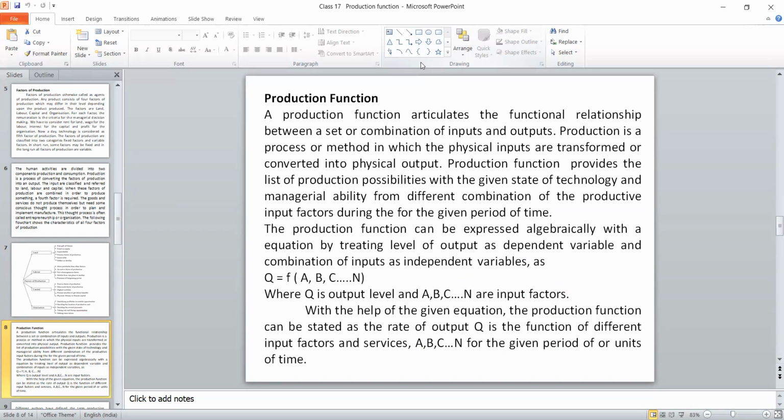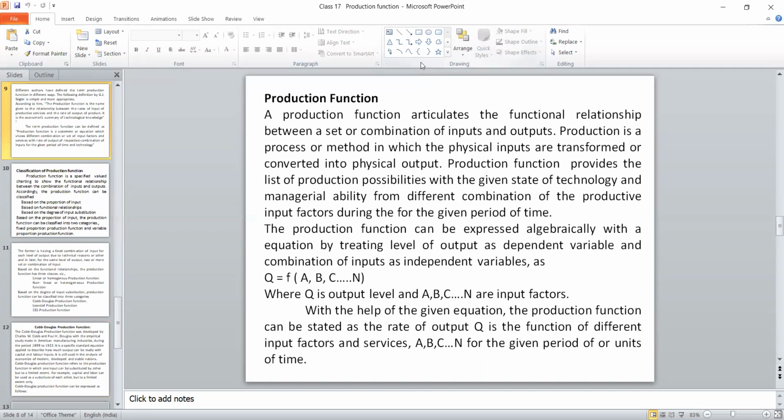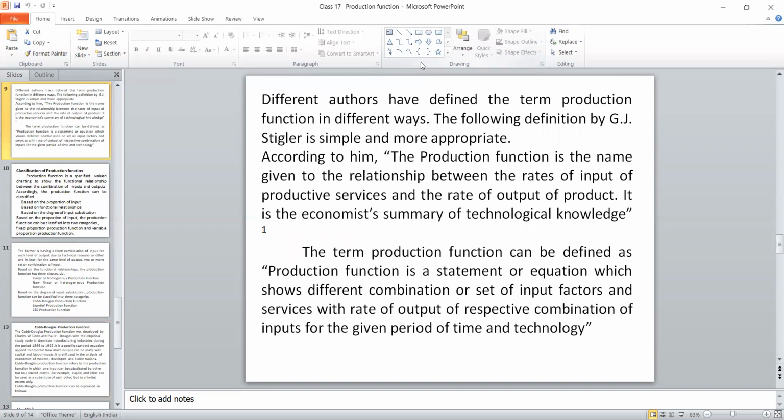For that, we have to construct some function. The production function provides a list of possible states of technology and the different combinations of factors of production. How much land should be used, how many laborers are to be used, how much money is to be invested, all these things the production function will give. That is why they give one equation, Q = f(A, B, C). Here A, B, C are nothing but input factors. So how this particular input is converted into output is called production function.